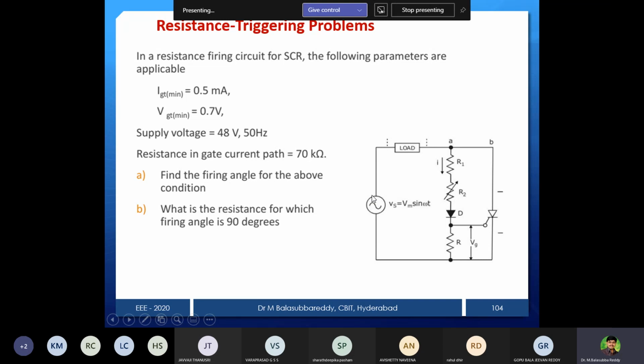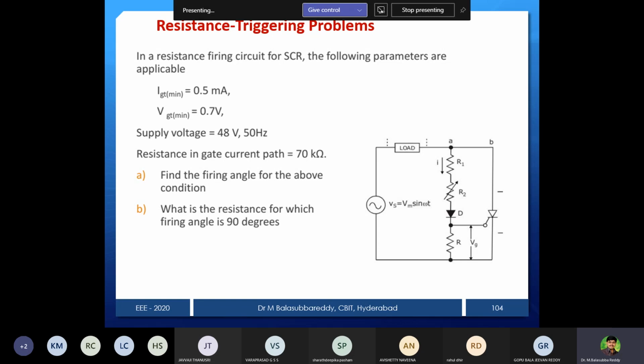So that is the input side. The resistance in the gate current path is 70 kilo ohms. That means R1 plus R2 is given as 70 kilo ohms. Find the firing angle for the above condition. If I place R minimum and RV, the value is 70 kilo ohm, what is the firing angle?